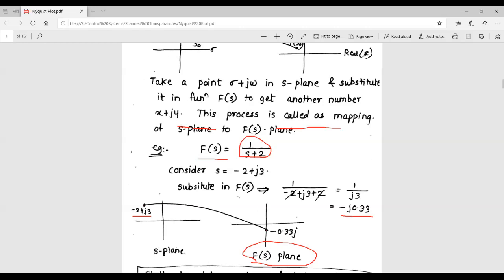Now in the previous description what we have seen is that the function f of S must be analytical and the value of S must exclude the singularity. Because now please assume that we are considering a singularity. Like in this case, the singularity again is minus 2. So suppose you locate the point minus 2 in this S plane. What is its corresponding f of S value?